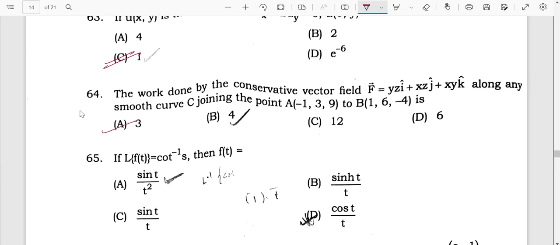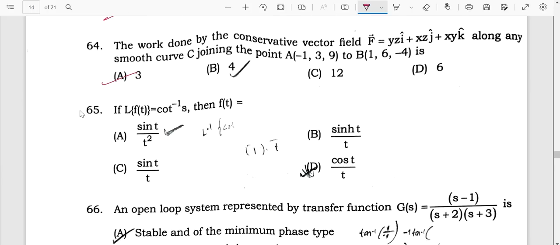And then the next question: if the Laplace transformation of f(t) is equal to cot inverse of s, then f(t) is sin t by t here.